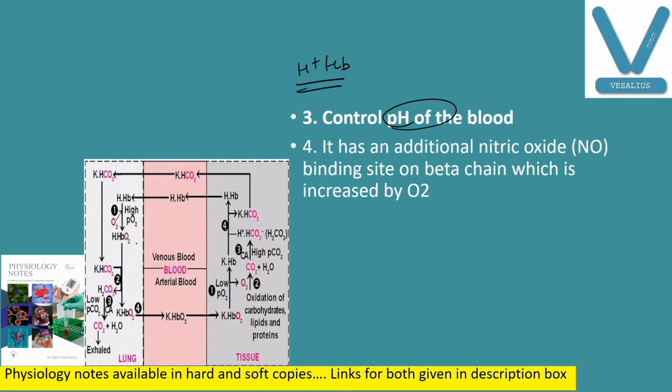You can see here deoxygenated hemoglobin, which is not having oxygen. So when oxygen is removed, this hemoglobin is Hb minus, so it binds with the H plus. So this is to regulate the pH.